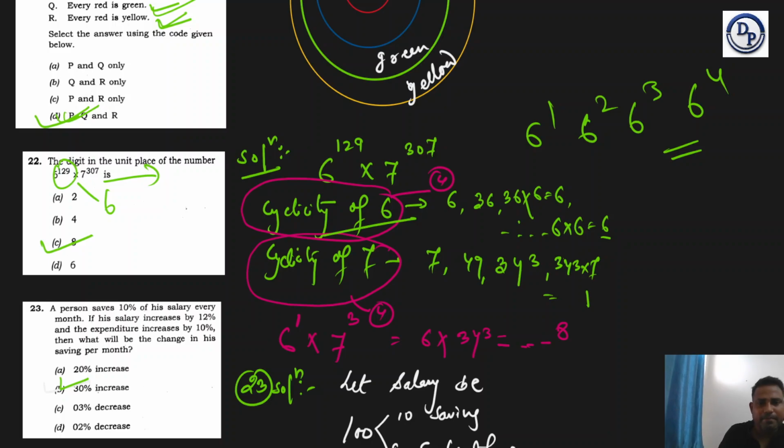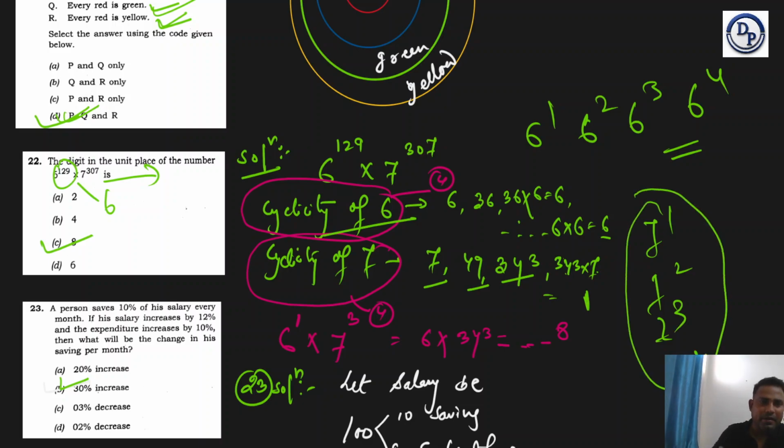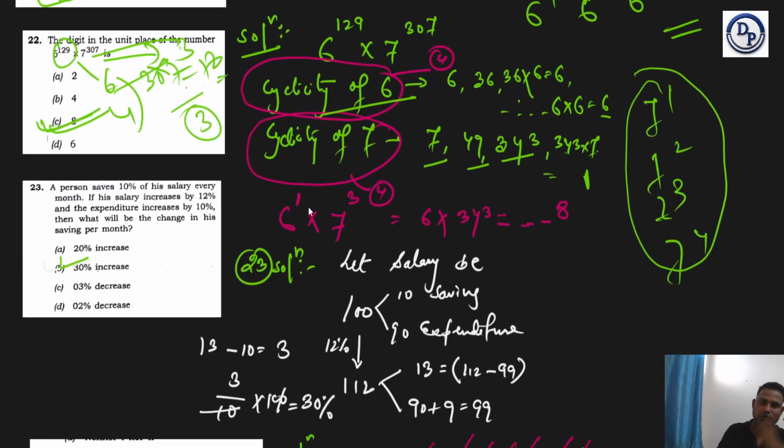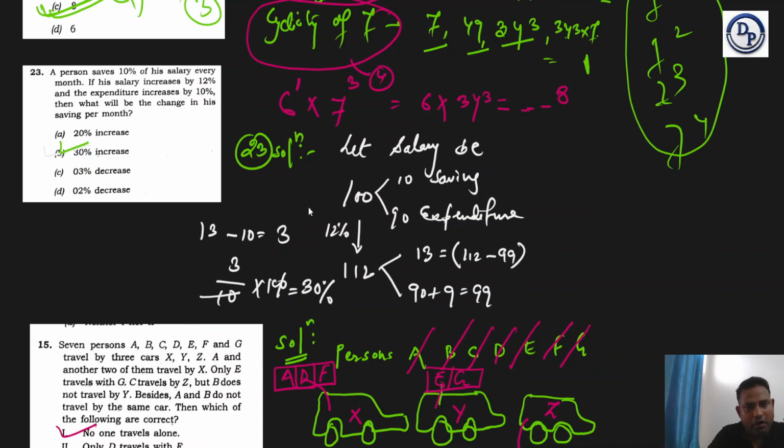What about 7 to the power 307? Now the cyclicity of 7: 7, 49, 343, and then 7 to the 4th ends in 1. So again when we multiply we get 7. So the cyclicity of 7 is 4: after every 4th power, the value repeats in the case of 7. So now we divide 307 by 4 and we get remainder 3. Here we get 6, here we get 3, so 6 times 3 is 18. So 8 is your unit digit. Quite simple. Okay. Now come to question number 23.